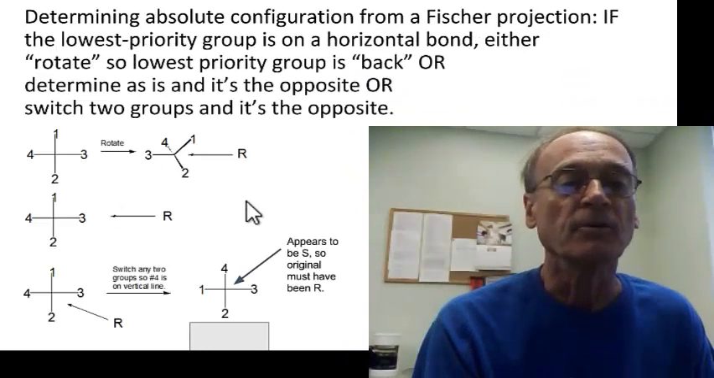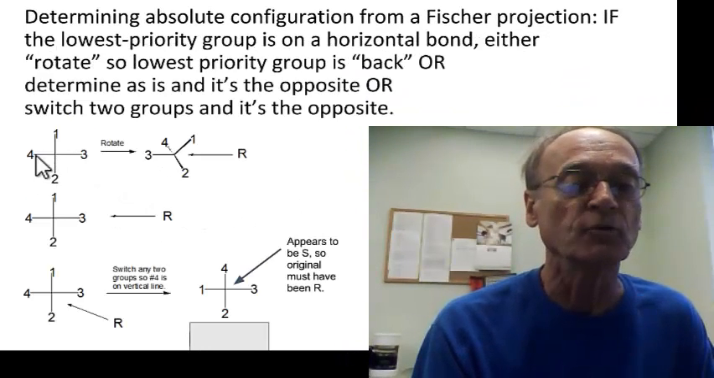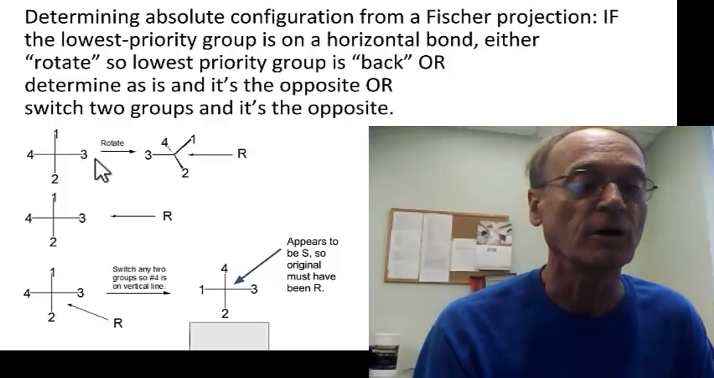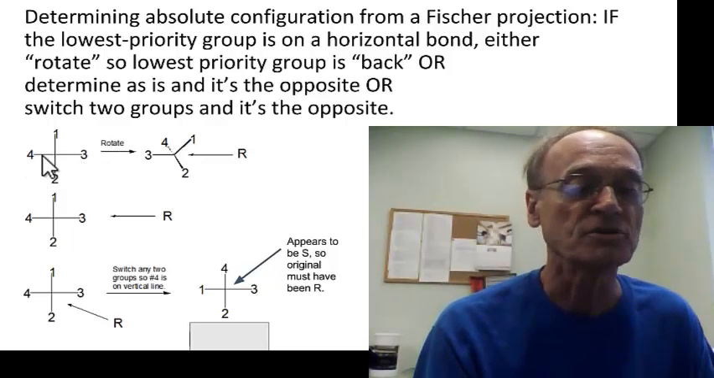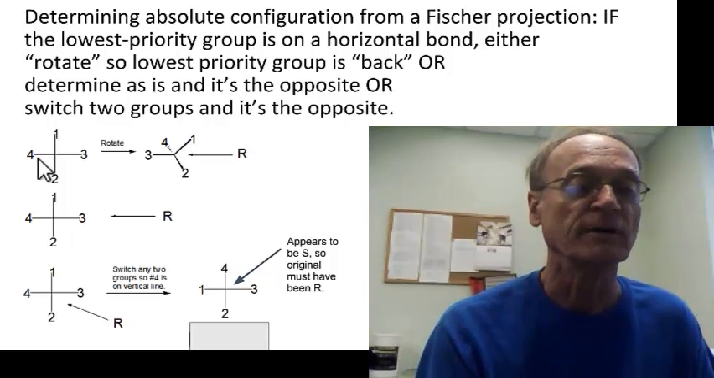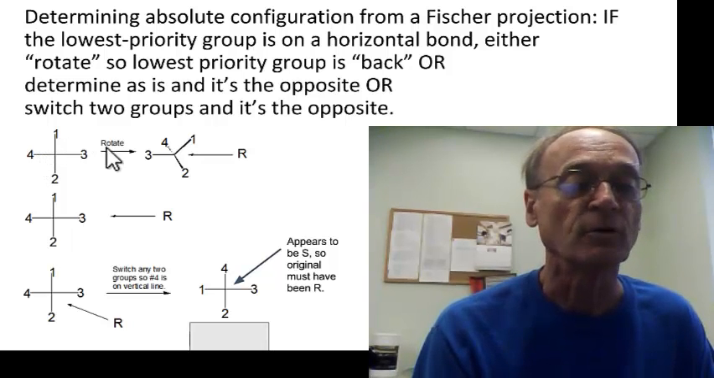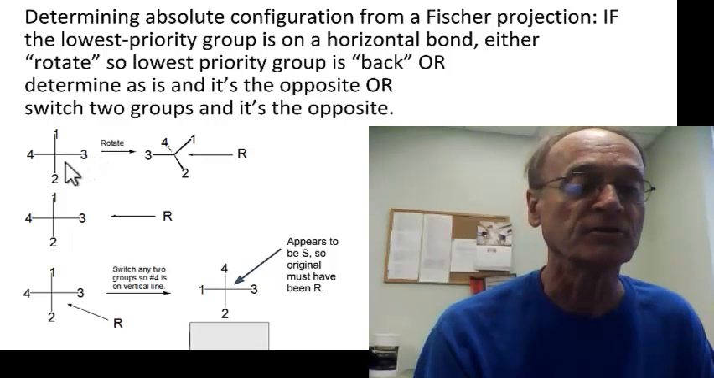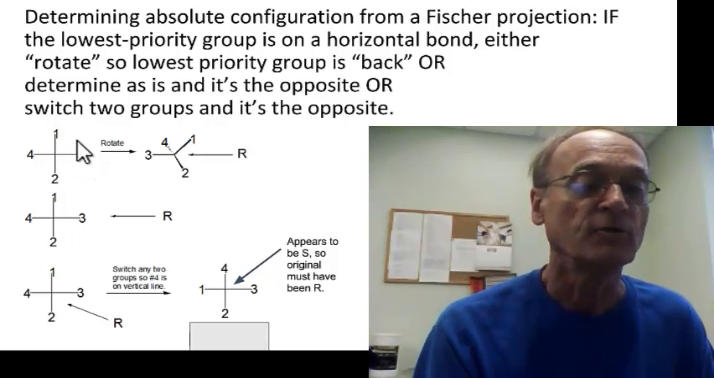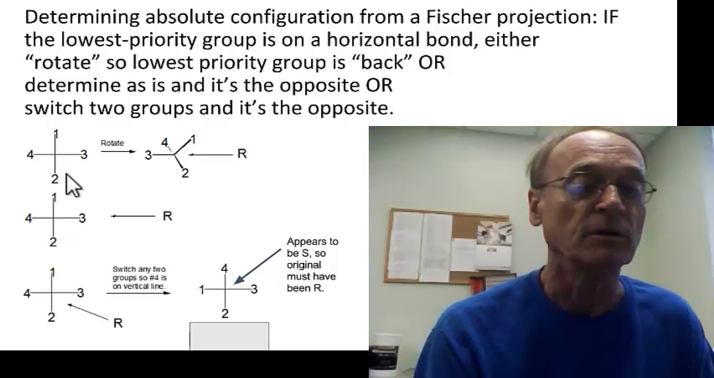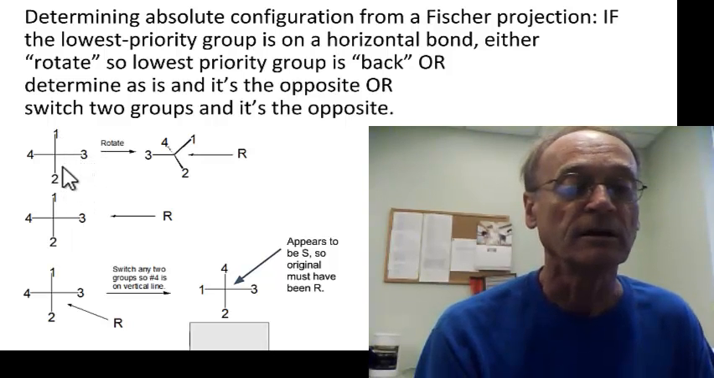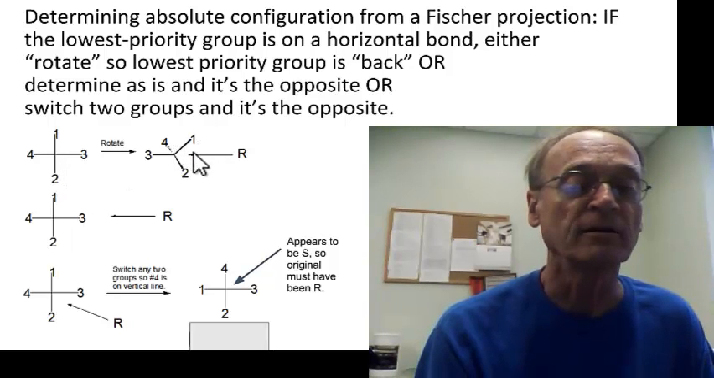But there's another problem, and that is, what if the lowest priority group is on the crossbar coming out towards you? Well, then you have to take that number 4 group, the lowest priority group, and shove it to the back. So push that 4 all the way to the back, and what that does is swings the 3 over to here, swings the 1 around this way, and the 2 around this way as well to the front. They're both in the back, but as you push it, it rotates the 2 to the front. And so now the 4 group is to the back. We go 1 to 2 to 3, therefore that's R.